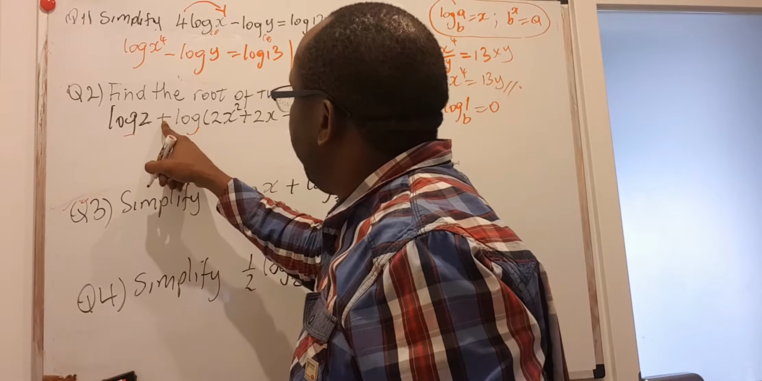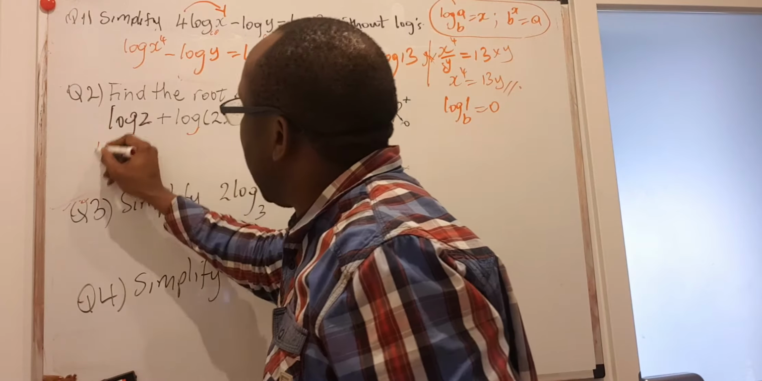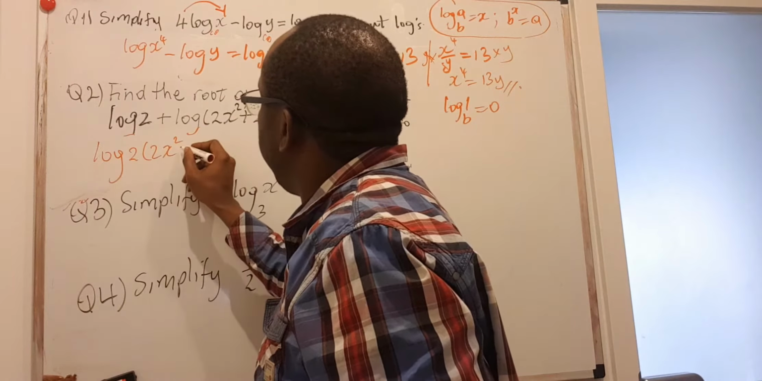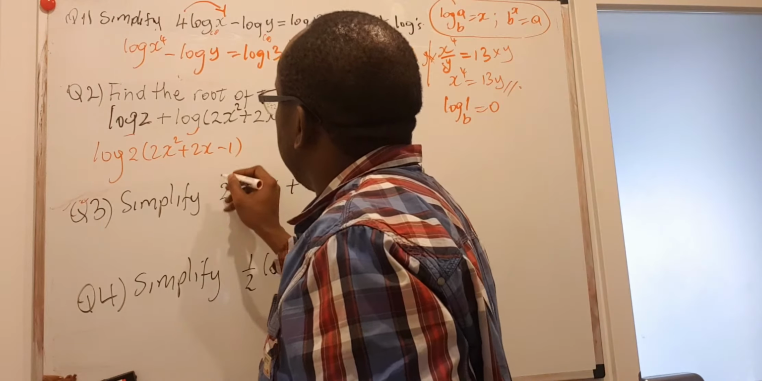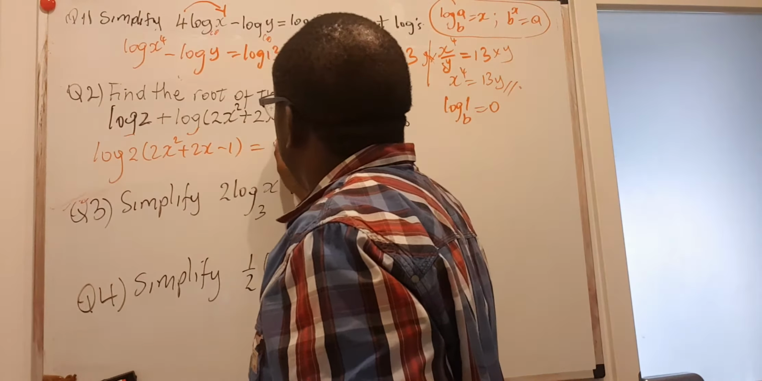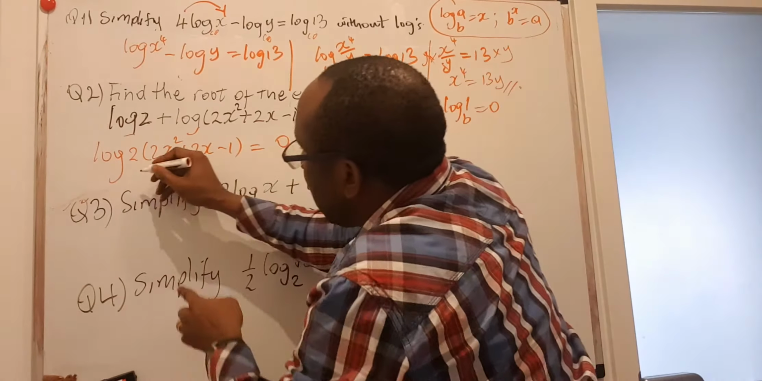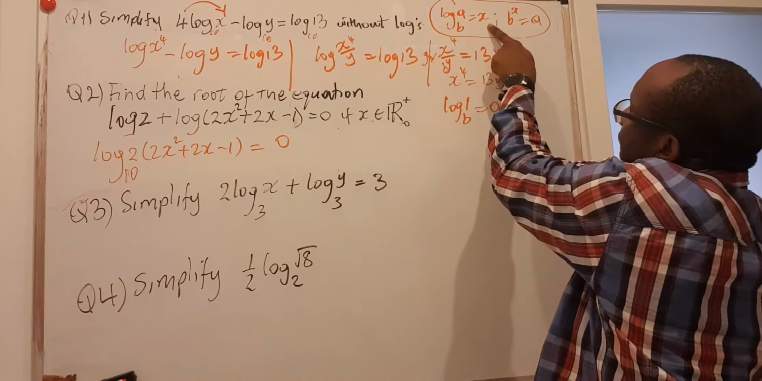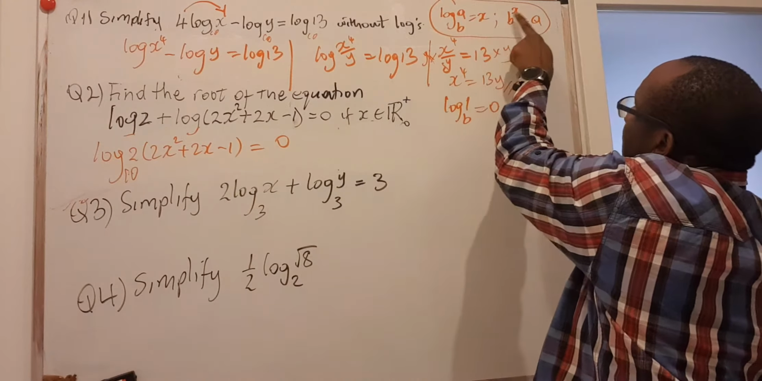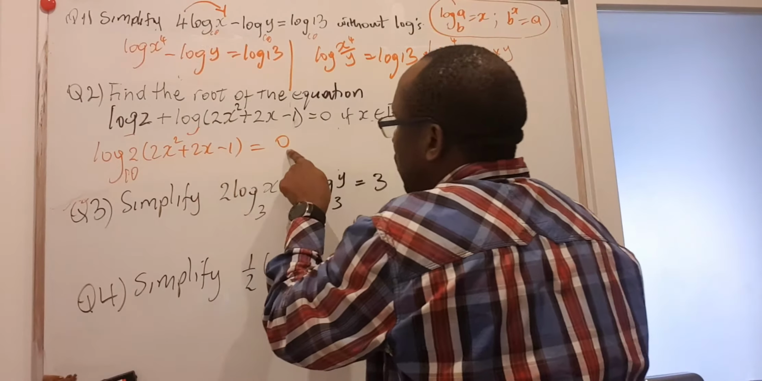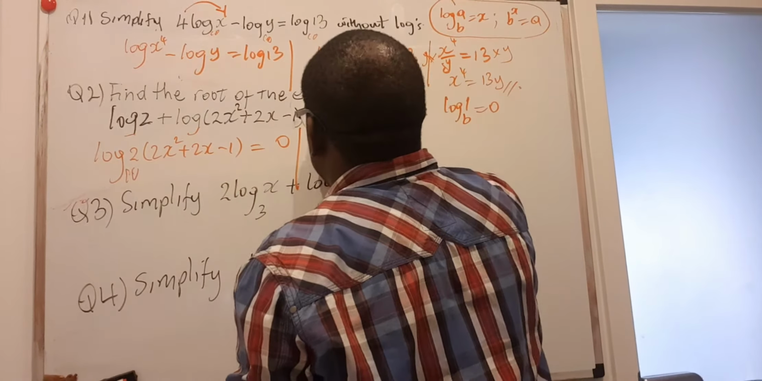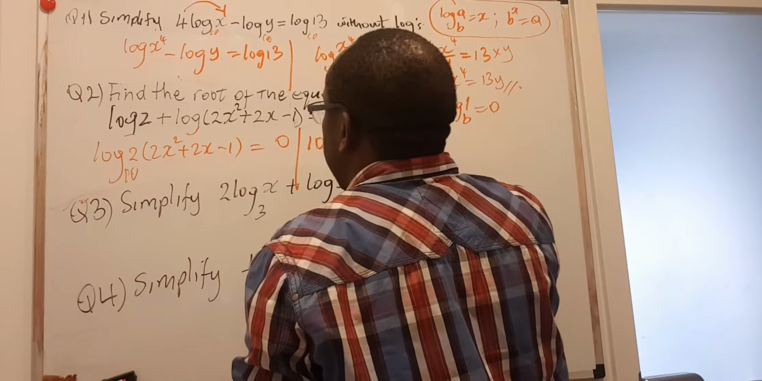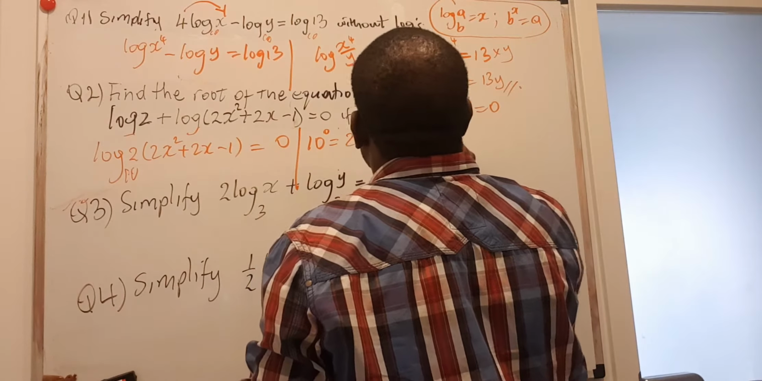We know that. And this is a plus here, and the coefficients are all 1, so we can apply. That is going to be log of the product. So that's 2 multiplied by 2x squared plus 2x minus 1, and that is equal to 0. We already have agreed that there's a 10 below here. If log of a to the base b equal to x means that base raised to the power x should be equal to a, then this base raised to the power 0 should give me this answer. So 10 raised to the power 0 should be equal to 2 into 2x squared plus 2x minus 1.